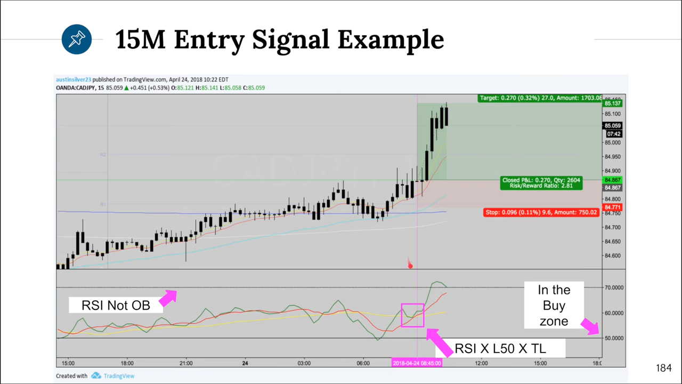Then what you're looking for is the RSI to cross through the liquid 50, throw a 15-minute formation, and a shorter-term time frame S2 entry to qualify this as a trade. So here you can see the RSI crossing the liquid 50 and the trend line in the buy zone moving towards overbought. On the candles, we can see a 2-candle railroad formation off the 13 EMA, and then you get a 27 pip move to the upside.